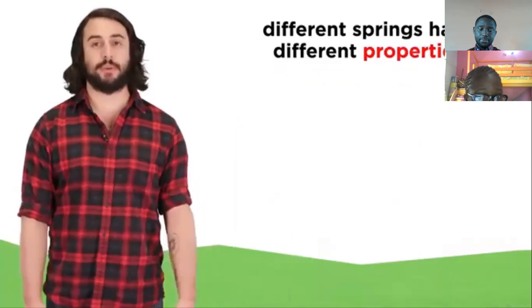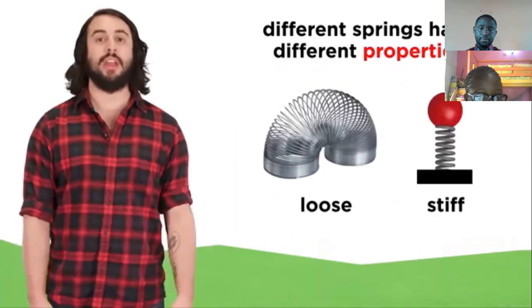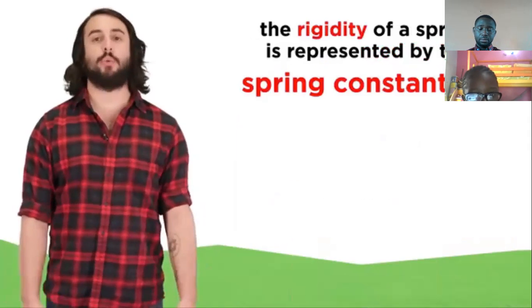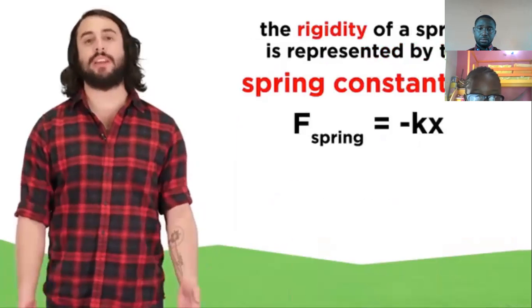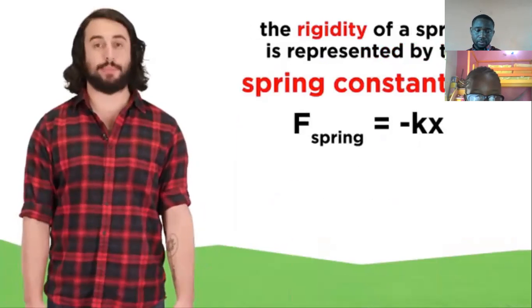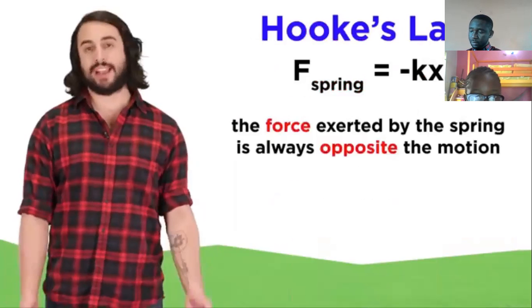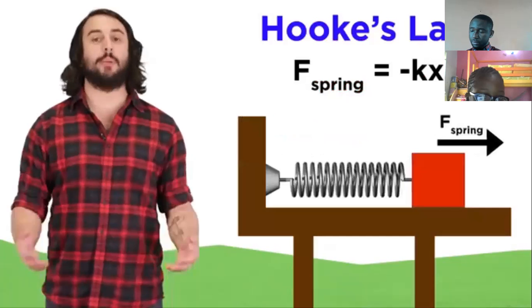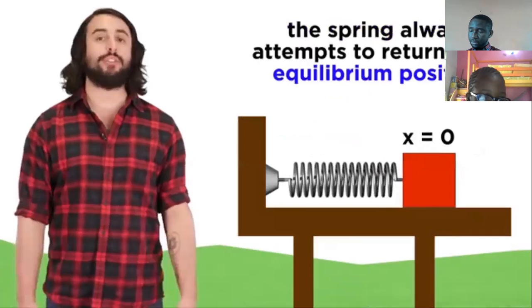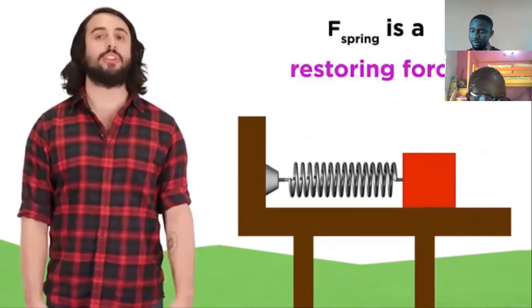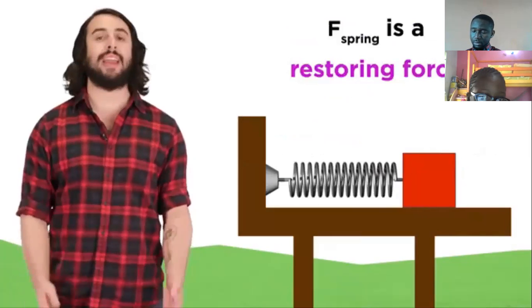Of course, every spring is different. Some are loose, like a slinky, and some are stiff, like the spring that launches a pinball into play. This factor is represented by the spring constant K, which will be unique to a particular spring. The force that a spring can exert is equal to negative K times the displacement of the object it acts upon, and this relationship is called Hooke's law. The negative sign indicates that the force of the spring is always opposite the direction of the movement of the object. When the object compresses the spring, it will push out, and when the object stretches the spring, it will pull in. In both cases, the spring is attempting to move the object back to its equilibrium position, which is why the force applied by the spring can be called a restoring force.